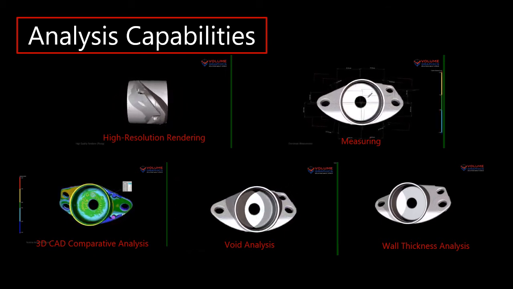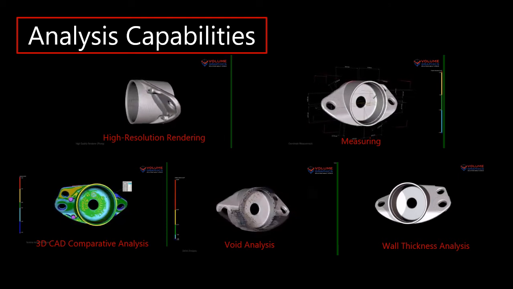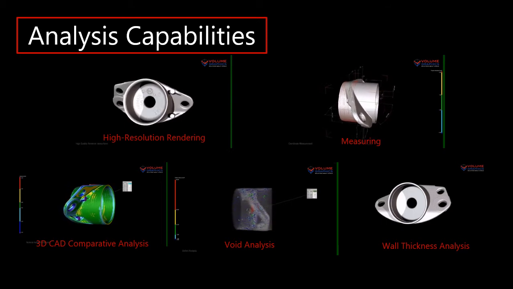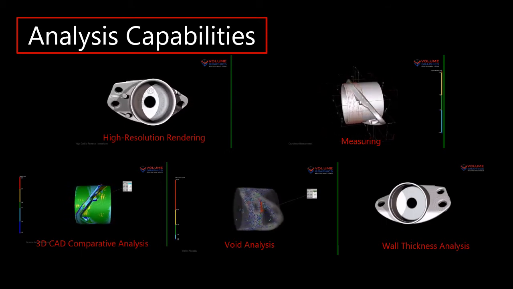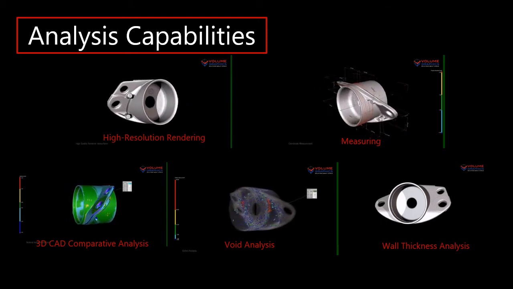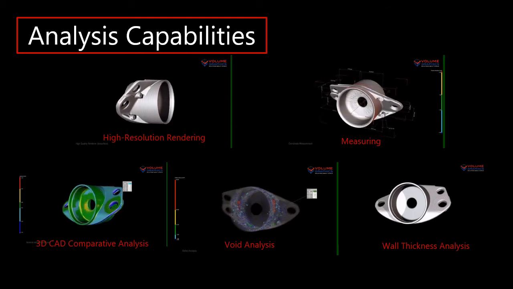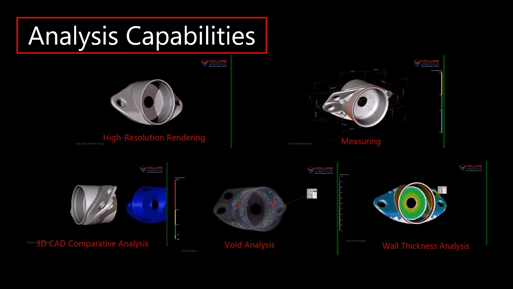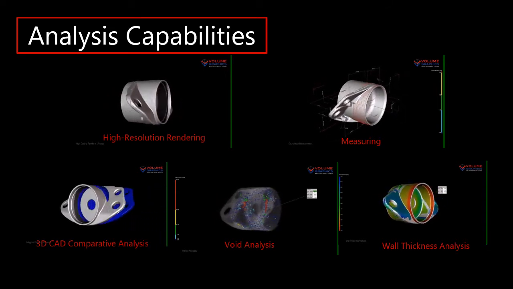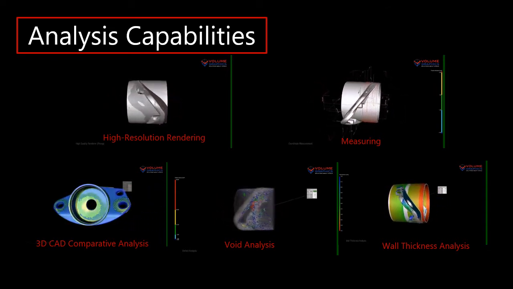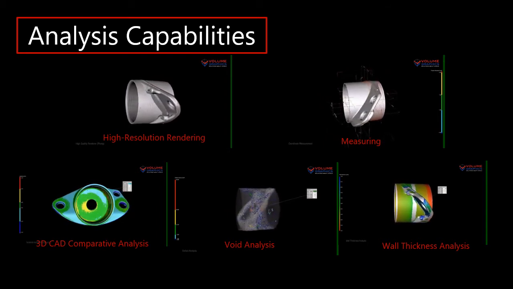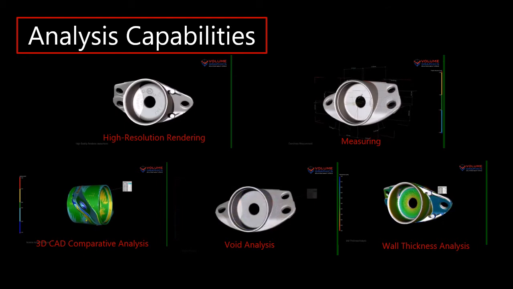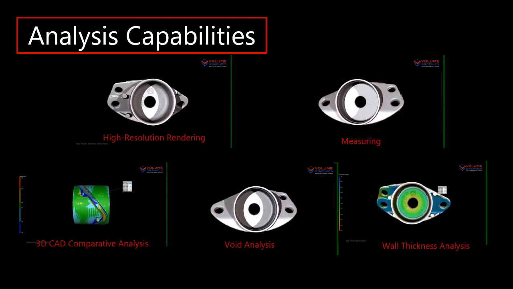For void analysis, in terms of virtual analysis and measurements, we can measure the voids in terms of their volume, and do a particle analysis of the void. Lastly, we can do a wall thickness analysis relative to the outermost thickness of your sample. Virtually, we can also determine this using a 3D comparative analysis with your CAD drawing.